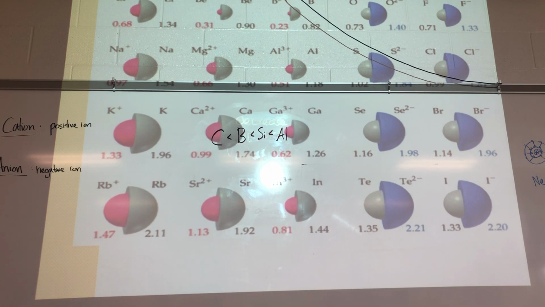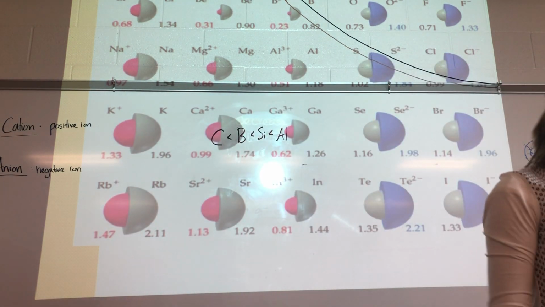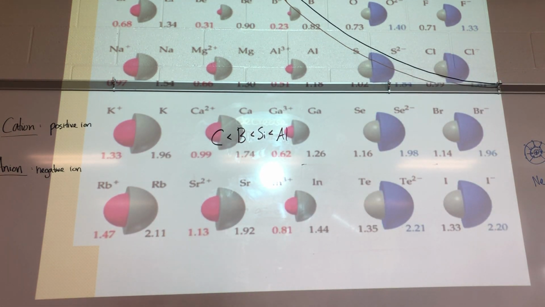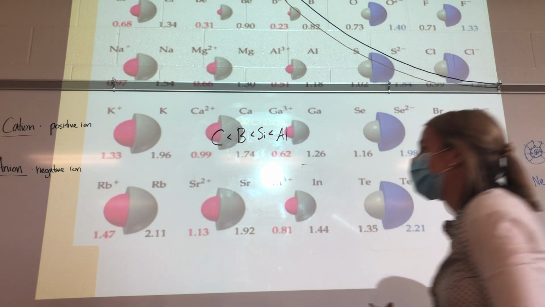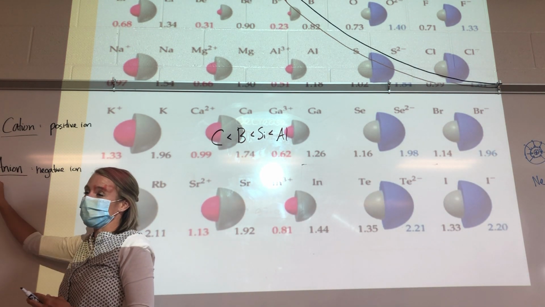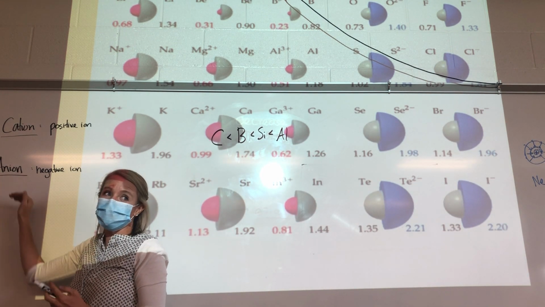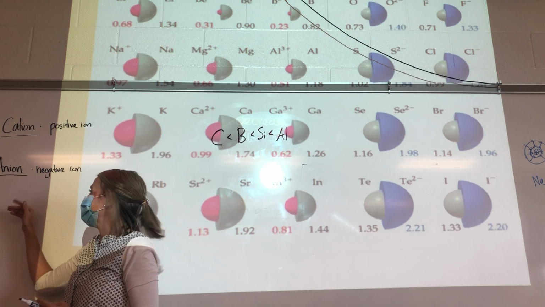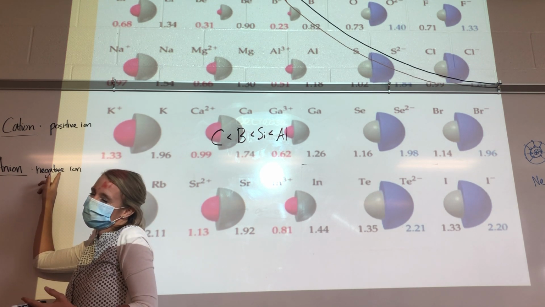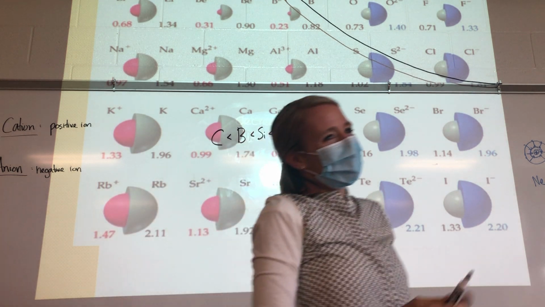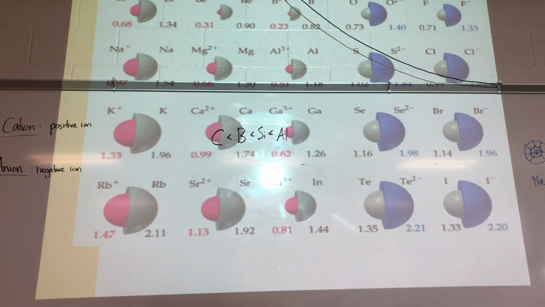Dumb chemistry joke, but you could remember that cats have paws, and that's why cations are positive. I told you it was dumb. Anion sounds like onion, which makes you cry, so they're negative. A little bit of a stretch, but you know.